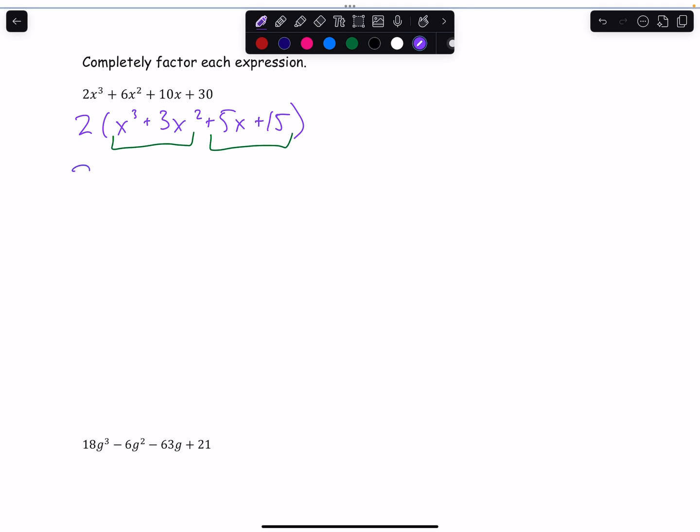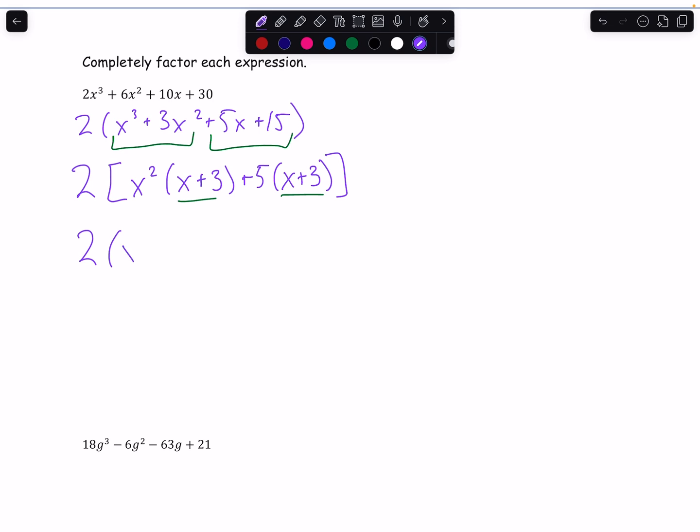Make sure you keep that 2 out in front. We take out GCF of x squared for the first 2. We're left with x plus 3. And then we take out a GCF of 5 for the next one. We're left with x plus 3 as well. Look at that. We got the same factor there, so we know we're going to be correct. We got x, we got 2. We got the x squared plus 5. And then we got the x plus 3.